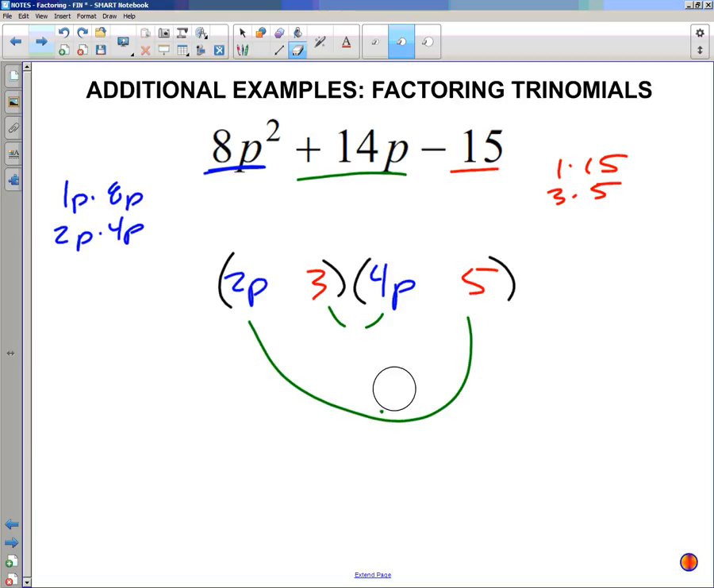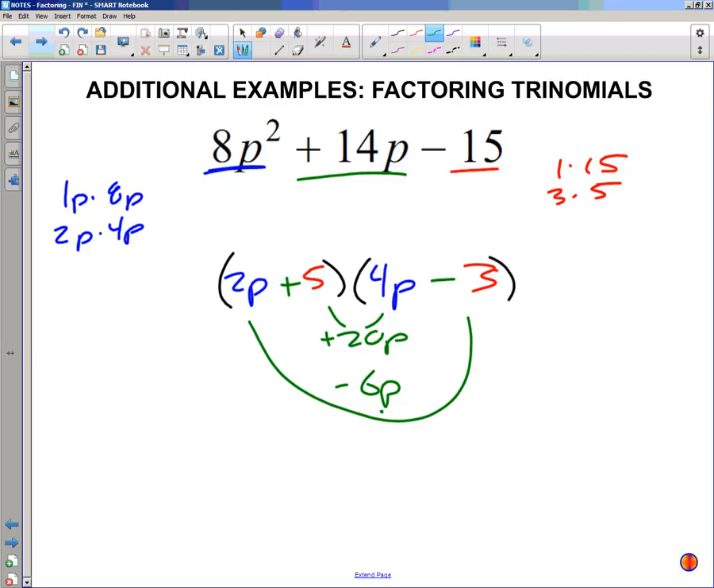So this is incorrect. I'm going to go ahead and switch these two. Try the 5 here and the 3 over here. And see if that works, and if not, then 3 and 5 definitely don't work with this combination. 5 times 4 is 20, 3 times 2 is going to give us 6p, and that'll work. We want positive 14p, so we want a positive 20 minus 6 to get us that 14. So if the 20 is going to be positive, we need to make that a plus 5, 6 is going to be negative, that needs to be a minus 3. So our final answer in this one, 2p plus 5 and 4p minus 3.